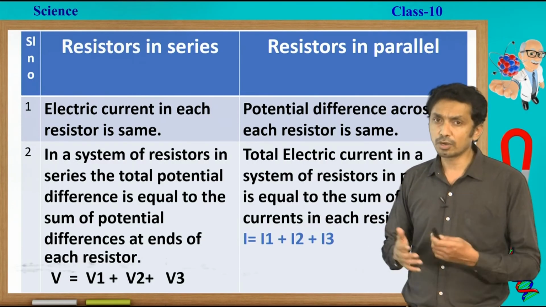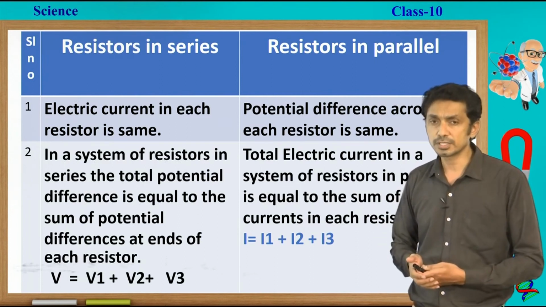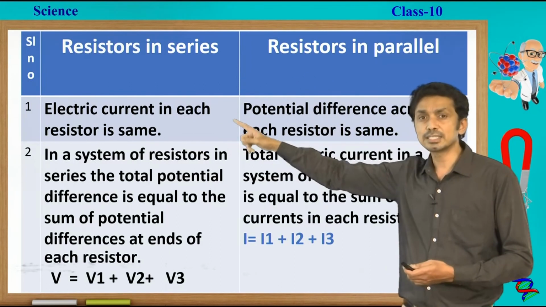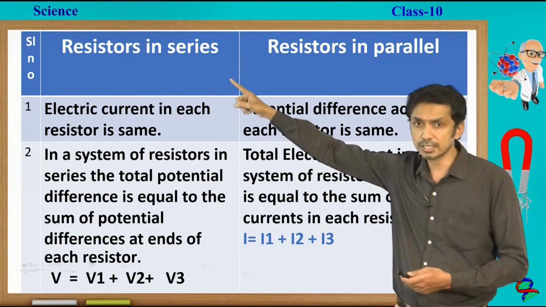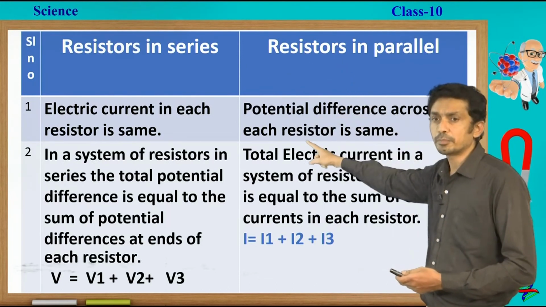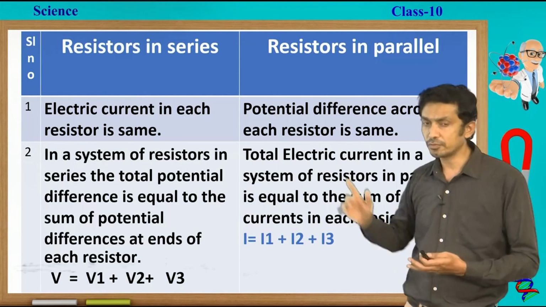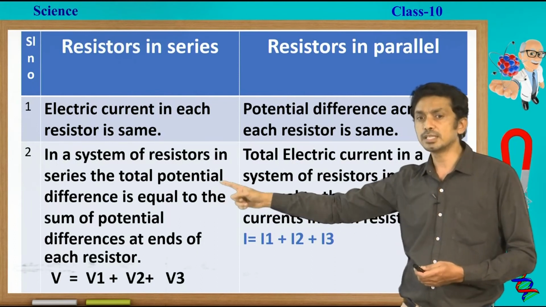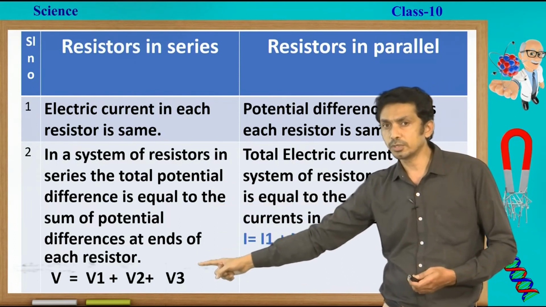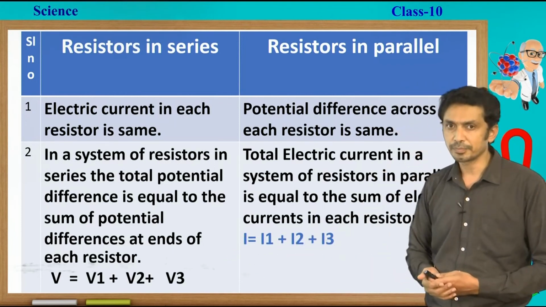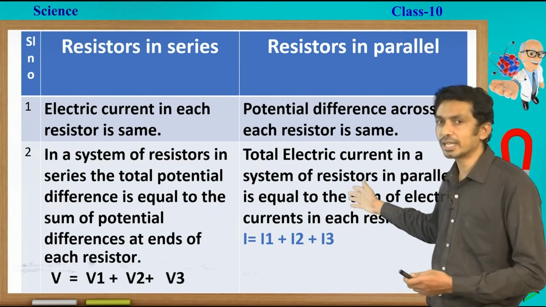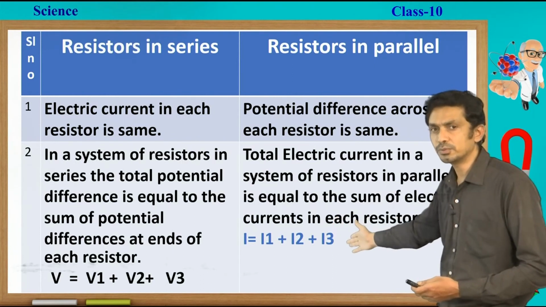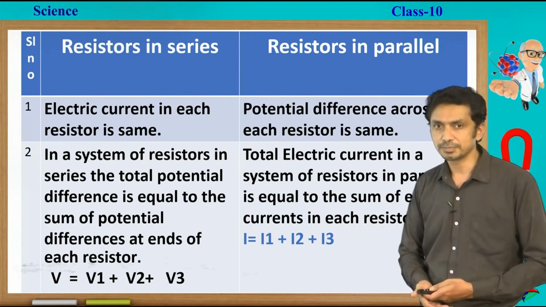So, children, let us recall the variations, the differences that we see in resistors in series and parallel. Electric current in each resistor is the same in series resistors, whereas in parallel resistors the potential difference across each resistor is the same. V is the same in a parallel circuit, whereas in a system of resistors in series, the total potential difference V is equal to V1 plus V2 plus V3. But here the potential difference is the same, but the current was changing. So, total current in the circuit with resistors in parallel, I is equal to I1 plus I2 plus I3.